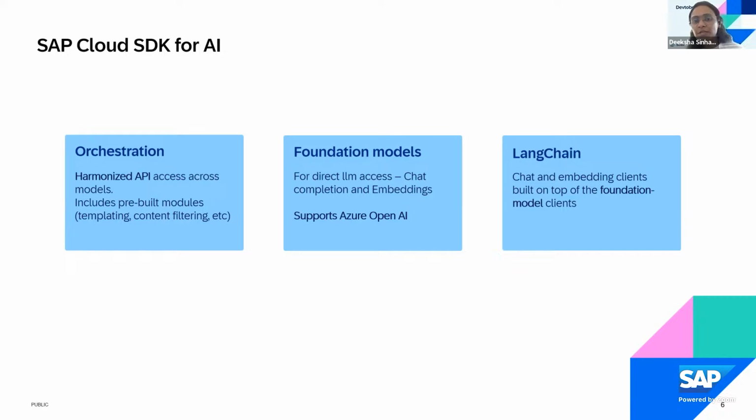Additionally, we also have the foundation model. So if you have a more straightforward use case, you don't want additional capabilities, but rather just direct LLM access, we also have a library for that, and we currently support access to Azure OpenAI models. And last but not least, we also have a client that provides an interface compatible with the industry-leading LangChain library that you can use to build more advanced use cases, such as retrieval augmented generation that we will also take a look at a bit later.